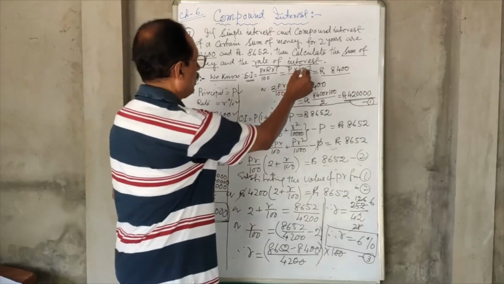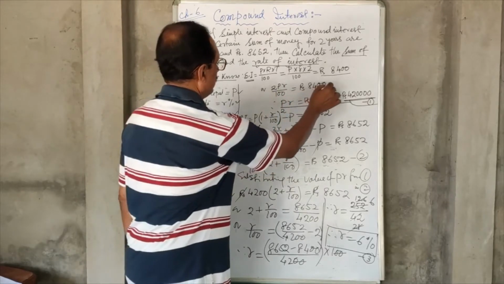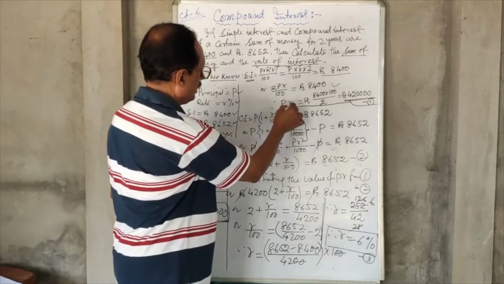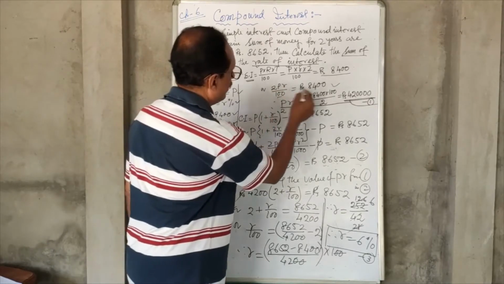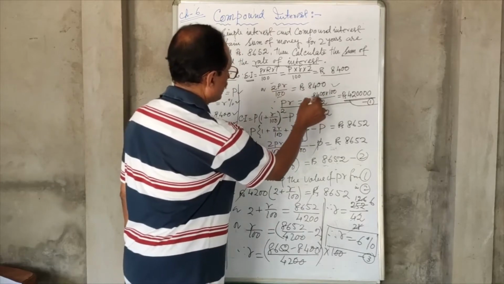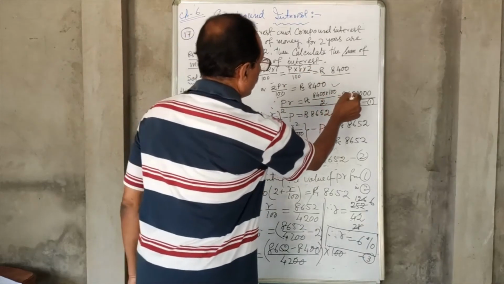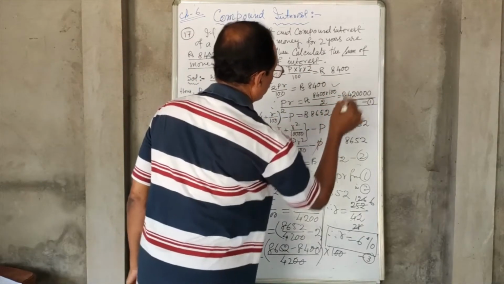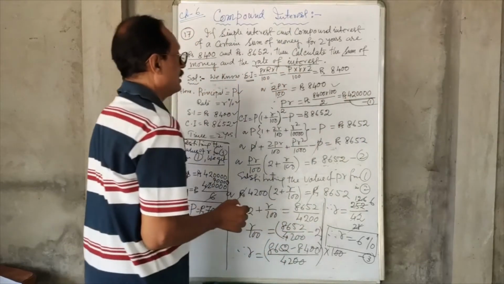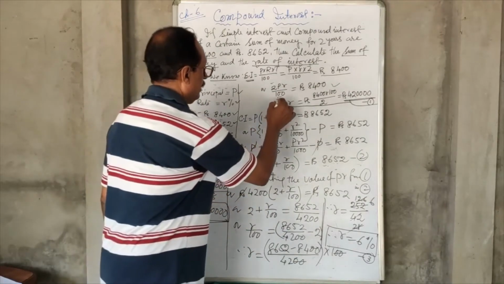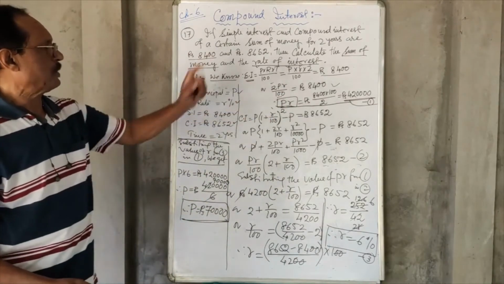So 2PR by 100 is equal to rupees 8,400, and taking PR, shifting this 2 and 100, 100 goes to that side and will be multiplied, and this 2 will be divided. That's why it is rupees 8,400 into 100 by 2. So it is coming 4,20,000 rupees as PR, the product of principal and rate. It is coming from the simple interest.